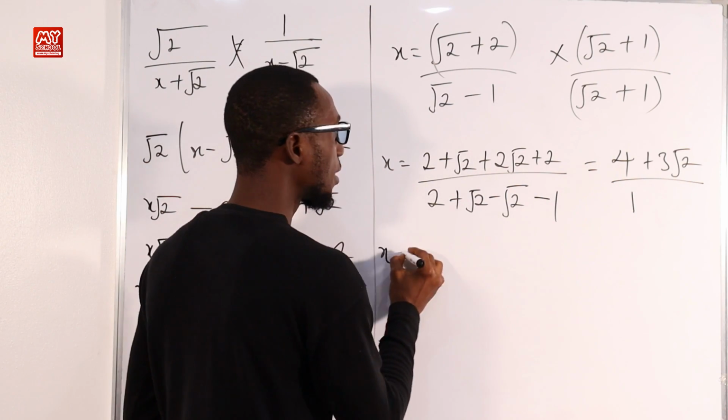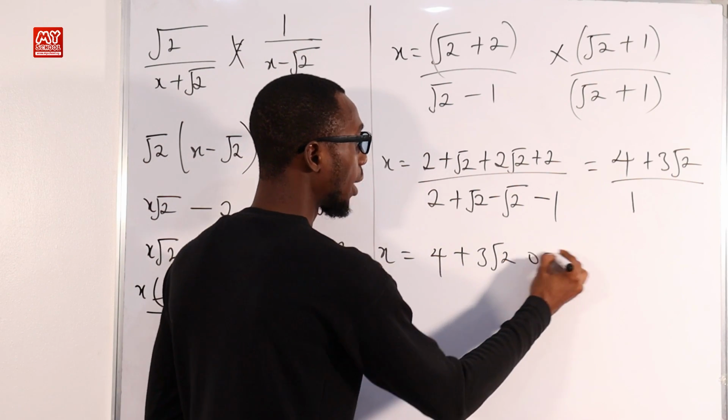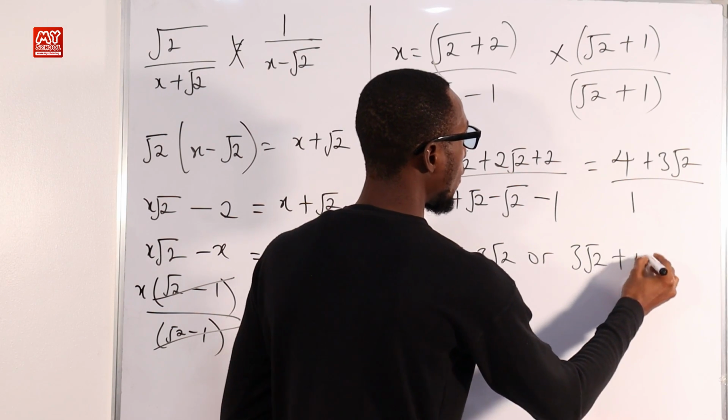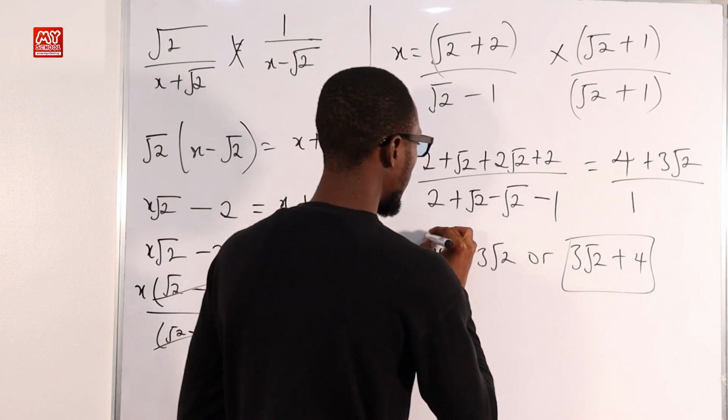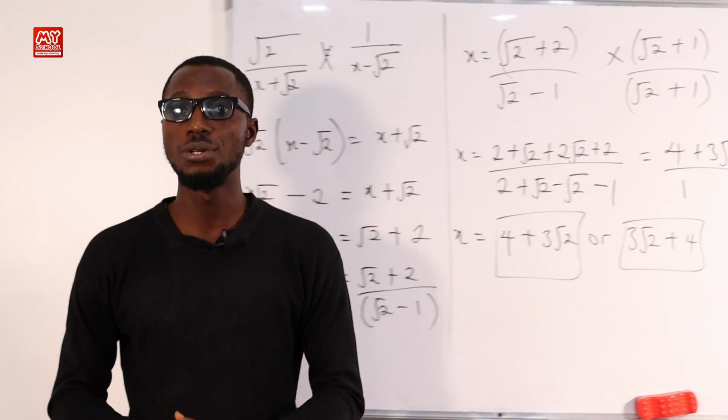So we would have x equals 4 plus 3 root 2. Or you can say 3 root 2 plus 4. Whichever one works for us. So let's go back to the screen and pull out the correct option.